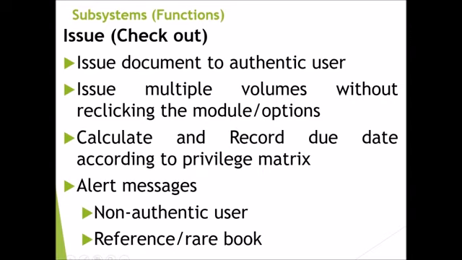And once the issue button is clicked, the automated system automatically calculates the due date because you have set the privilege matrix. In case you try to issue a document to a non-authentic user, or if you want to issue a reference book, then alert messages should pop up on your screen.